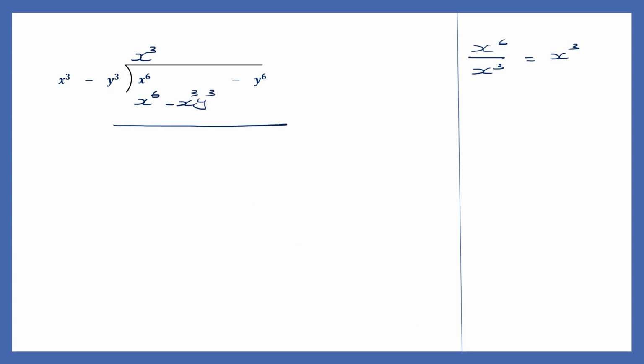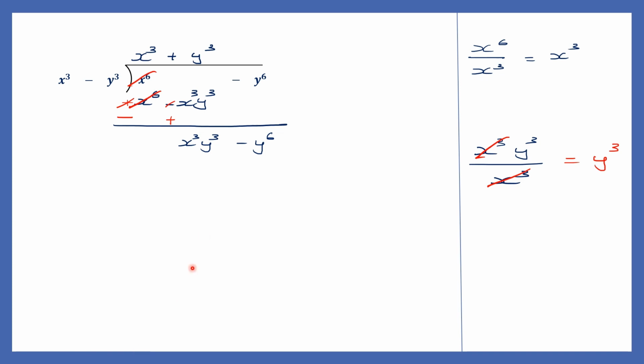Now let's subtract. When you subtract, this plus becomes minus, and this minus has now become plus. These two will get cancelled because it's 0. We bring down x cubed y cubed, and we bring down minus y to the power of 6. Now again take the first term here divided by the first term of the divisor. That is x cubed y cubed divided by x cubed. Now these two will get cancelled. So what is remaining is y cubed, which you can write in the quotient. So that is plus y cubed.